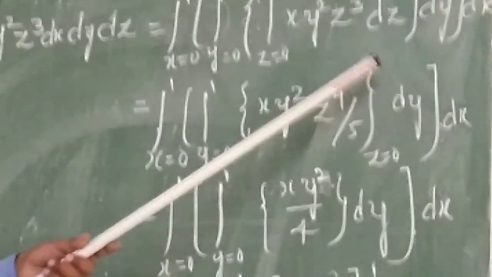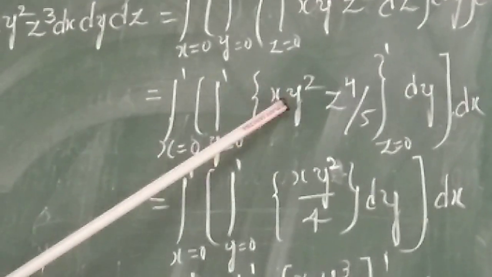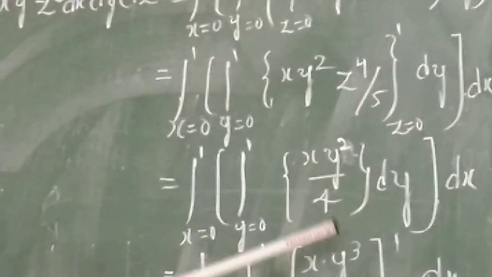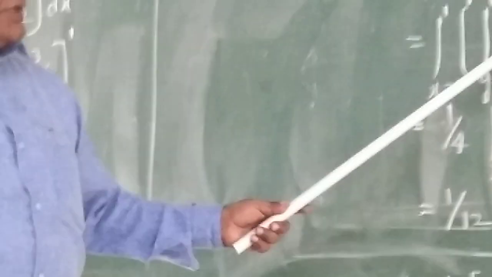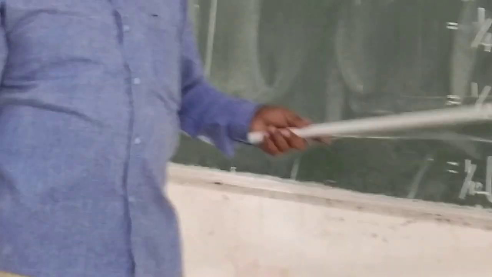Put z is equal to 1 here. Then we will get xy squared into 1 by 4, z to the power 4 by 4 it is. This is xy squared by 4 into dy into dx. Now let us integrate this with respect to y.